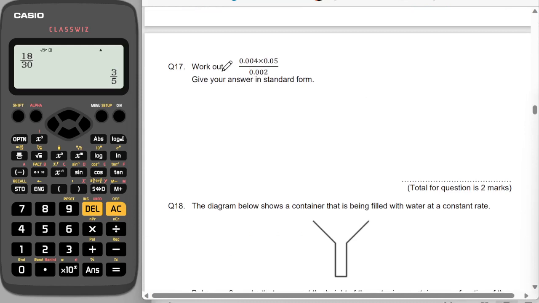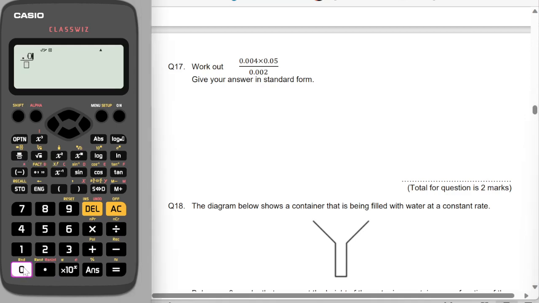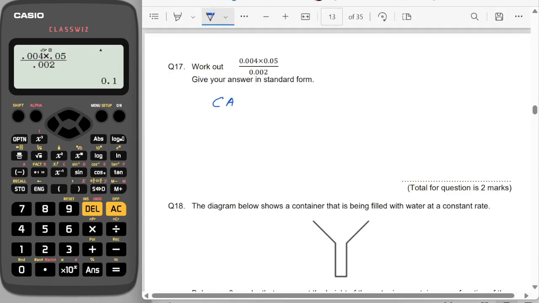Okay, question 17. Work out, giving your answer in standard form. So I'm going to type that into my calculator just as it appears. 0.004 times 0.05, and I want to divide that by 0.002. Could have converted them all into standard form. I want that as a decimal though for now, so 0.1. So I'm just going to say calc equals 0.1. So converting that number into standard form, that's going to be 1 times 10 to the, and we've got 1 0, so minus 1.